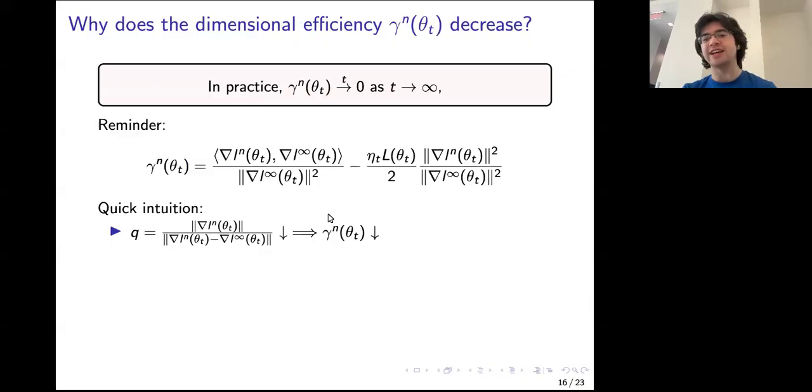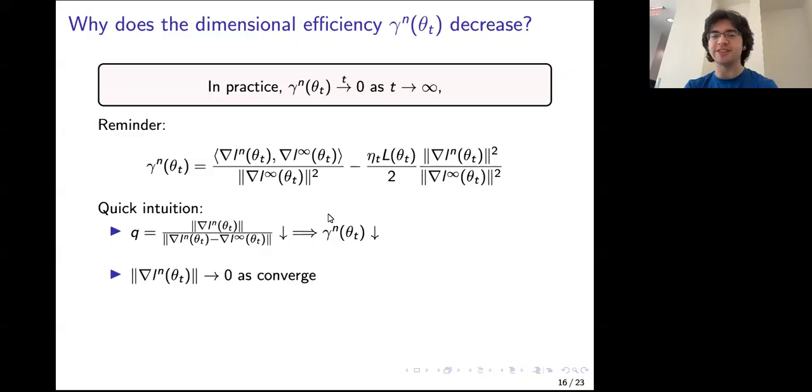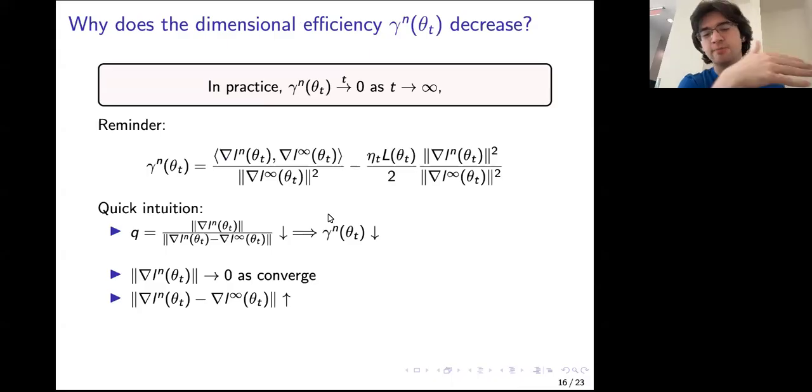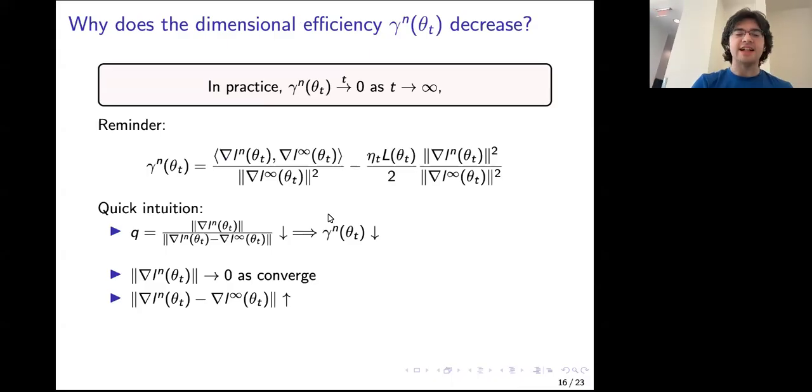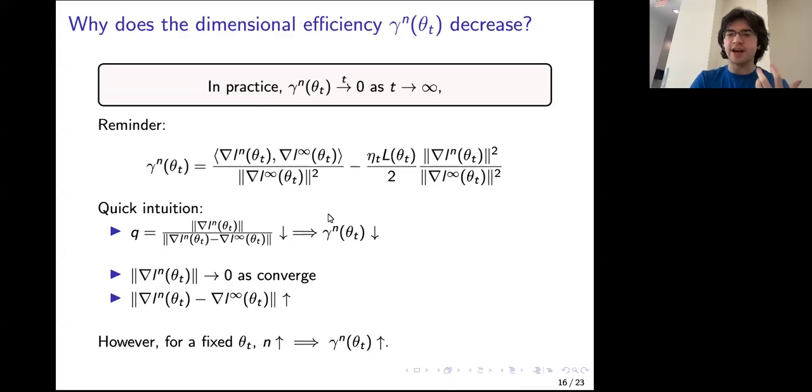And here's some quick intuition about it: you can reformulate this objective in terms of these different terms, Q and this other term. And with convergence, it makes sense that this thing might go to zero. So we have that this thing goes to zero as we train. So for any fixed dimension, it'll go to zero, and training will stop being as efficient. However, if we increase the dimension for a fixed theta t, the dimensional efficiency will also increase. And that's very nice, because it means we can fix this problem by increasing the dimension.